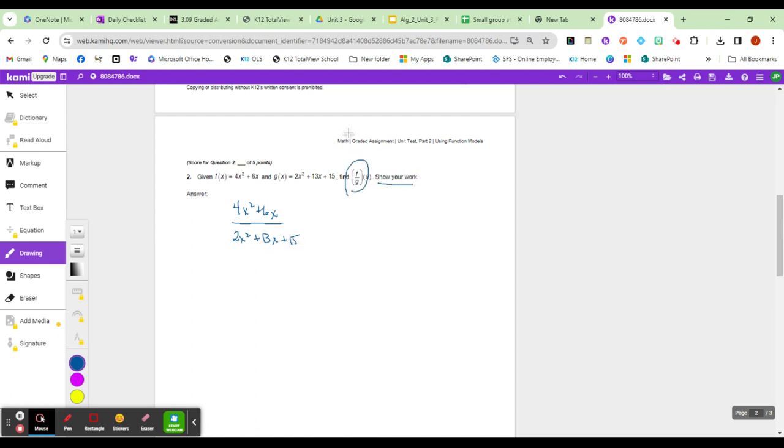And it says show your work. So then you're going to try to see if this will simplify. In order for a fraction like this to simplify, you do have to factor the top and the bottom. And hopefully you're going to have some factors that will cancel out. And then whatever you have left will be your simplified answer. Okay, so just make sure that you show your work where you factor.